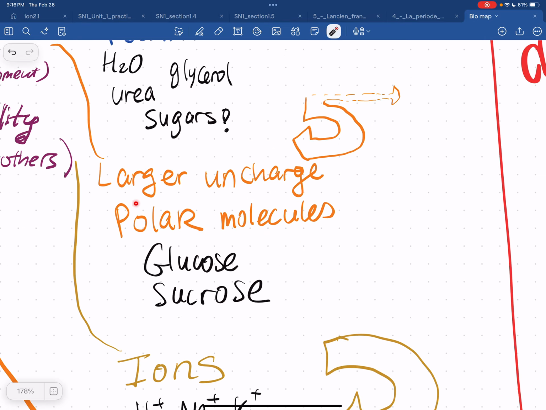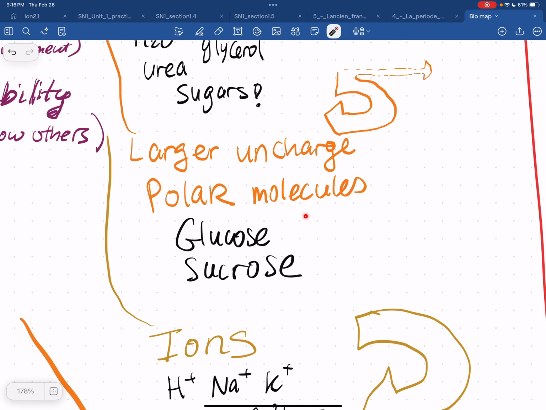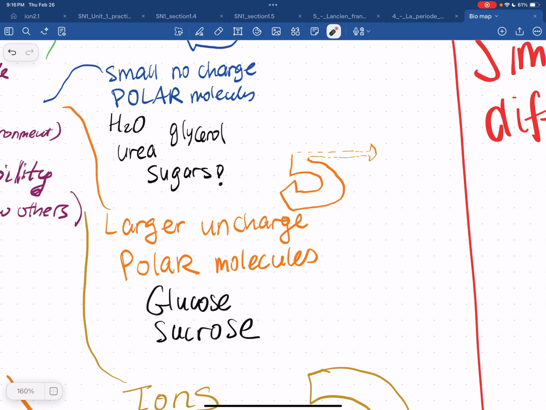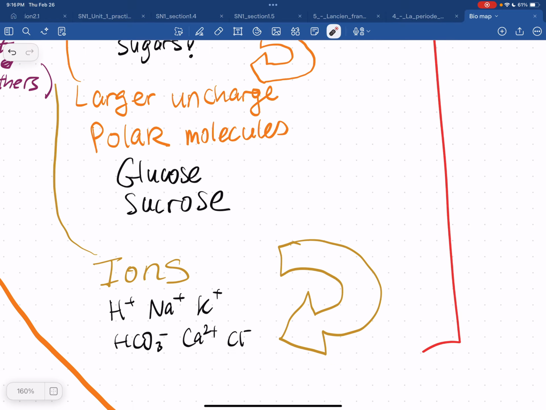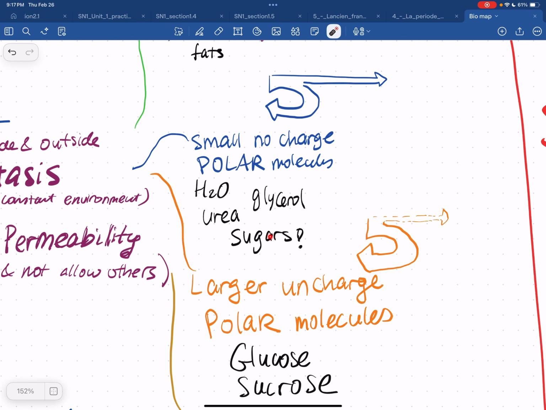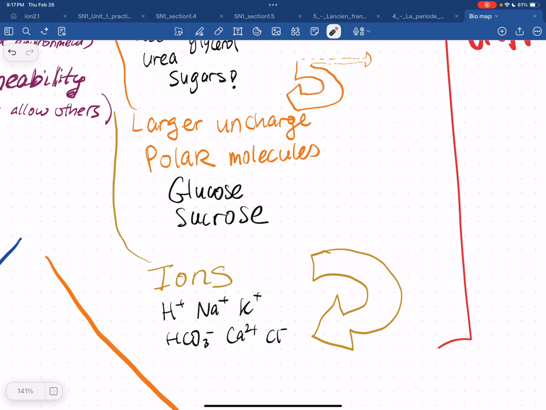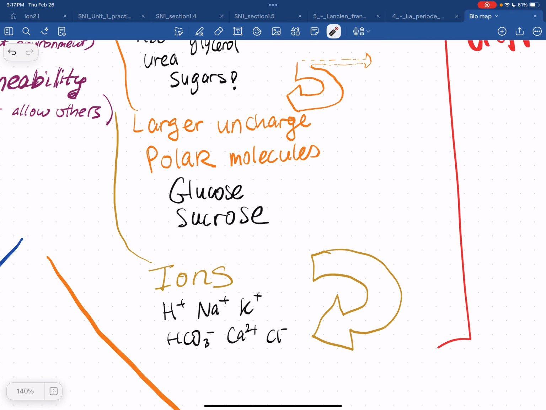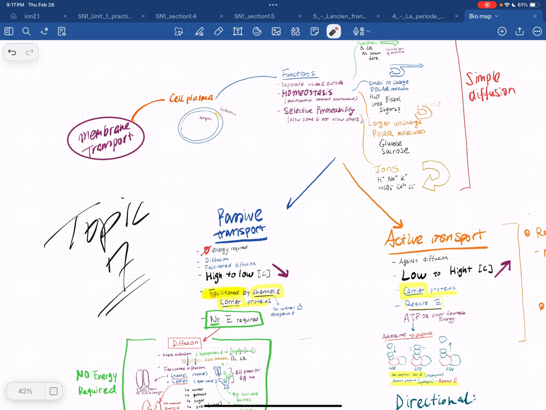If they're large, uncharged polar molecules, so they're not charged but they're polar and they are bigger molecules, then they are a lot less likely to be able to do simple diffusion, because they're hydrophilic in this case, instead of being hydrophobic like this, right? Because these ones are hydrophilic already, and hydrophilic is just unlikely. Ions are completely no. They will not simple diffuse at all. That is why there is passive and active transport.